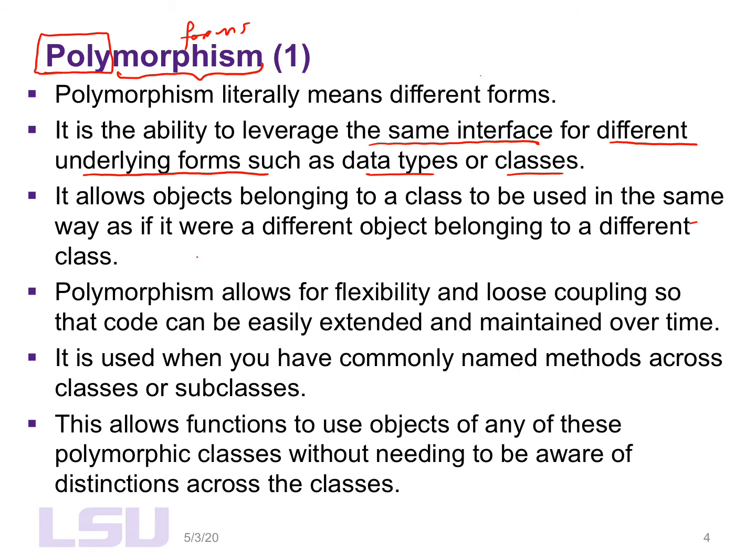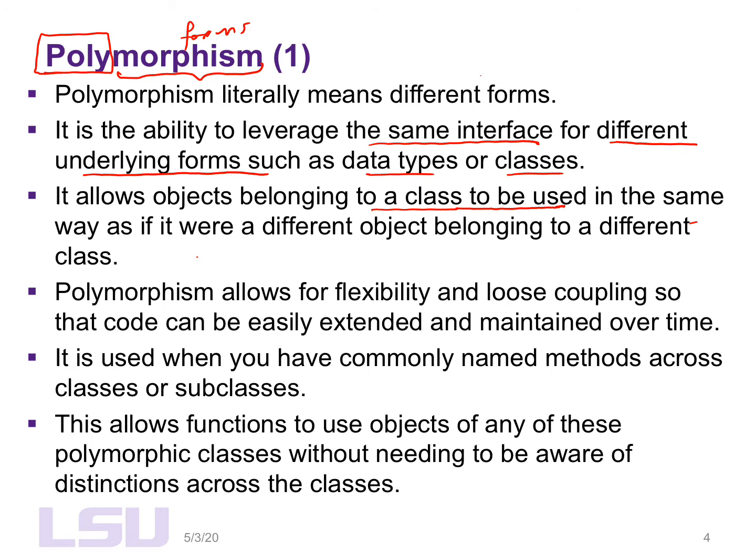If this is not making much sense, I'll try to explain it a little further here, but it's going to be very clear when we look at examples in Python. So it allows objects belonging to one class to be used in the same way as if it were belonging to a different class.